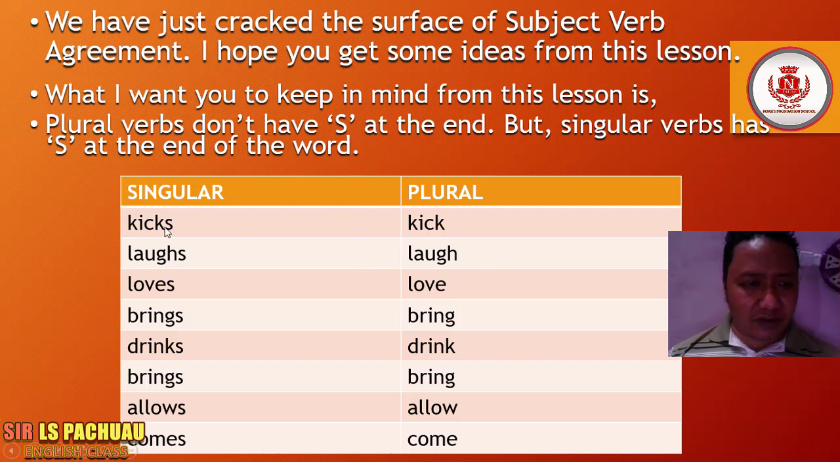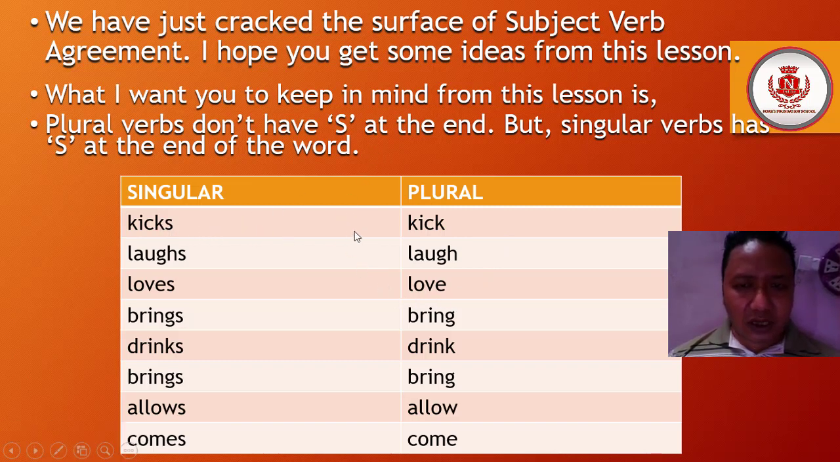But if it's a noun, if we're going to turn a noun into a plural, we have to add S in the plural. But in a verb, we have to cut off the S in the plural and add an S in the singular word or verb. That's the difference, so please try to keep that in mind. Do you understand now? If you don't understand, you can always ask me. I think I have made my points clear right now.